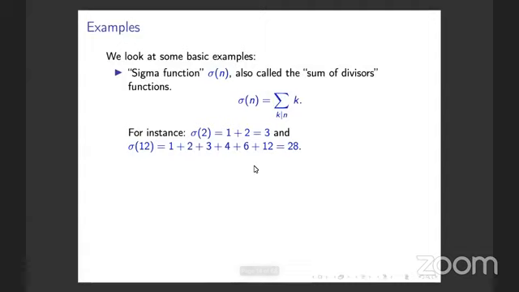Here are some examples. The first one is what's called the sigma function. Sigma of n, this is also called the sum of divisors function.